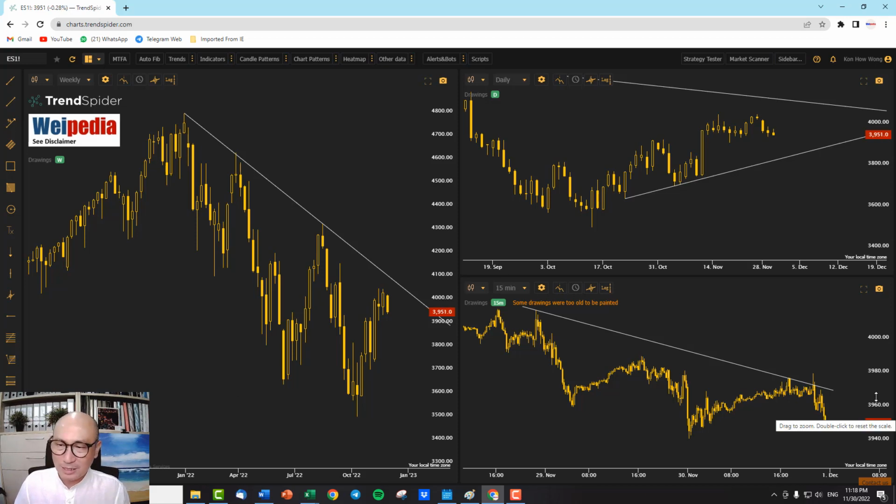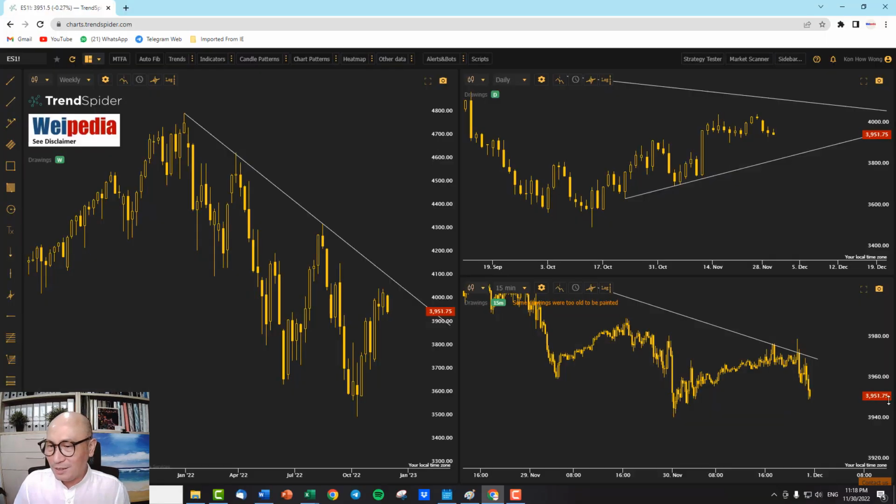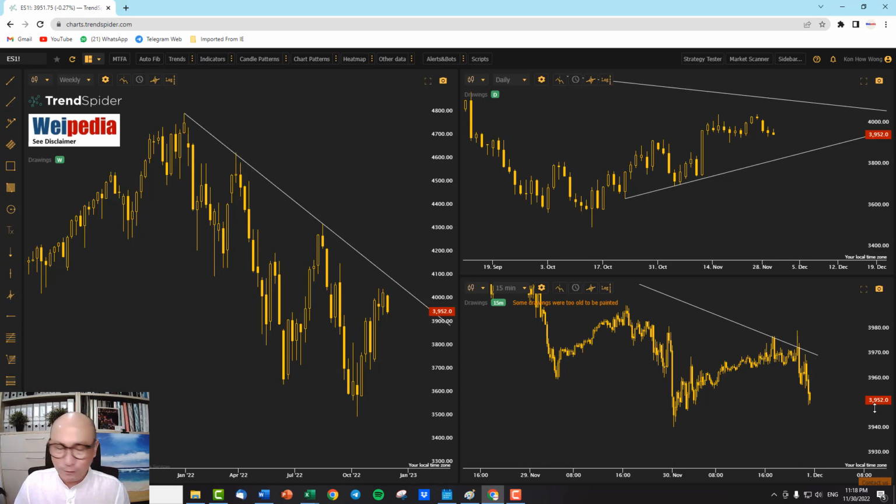So basically, just now we discussed about 10 point is $500. So at this point, about 3960 to 3950 on the E-mini S&P futures, that's about $500 if you find that there's a proposition to short around here. But of course, if you find that the contract is a little bit heavy, there's another contract, micro E-mini S&P. So basically the contract size is about 1/10 smaller. So instead of 10 points $500, 10 point is $50. So it's pretty light for most of the traders.